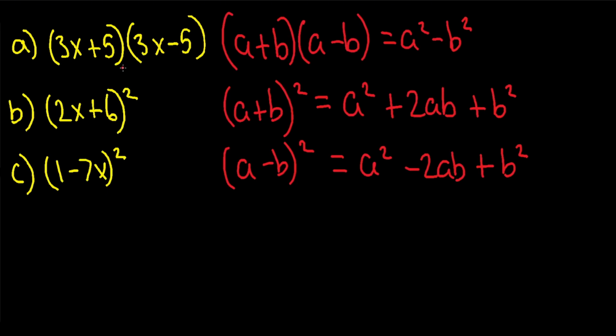Now, each example we just did corresponds to a special type of product. So in this case, we can see that we have two binomials where we have the sum of a and b, and then the difference of a and b, and that's the same as a squared minus b squared. And for our second example, where we have in the brackets the sum of a and b to the power of 2, that's the same as a squared plus 2ab plus b squared. And then if it's the difference, then that's a squared minus 2ab plus b squared.